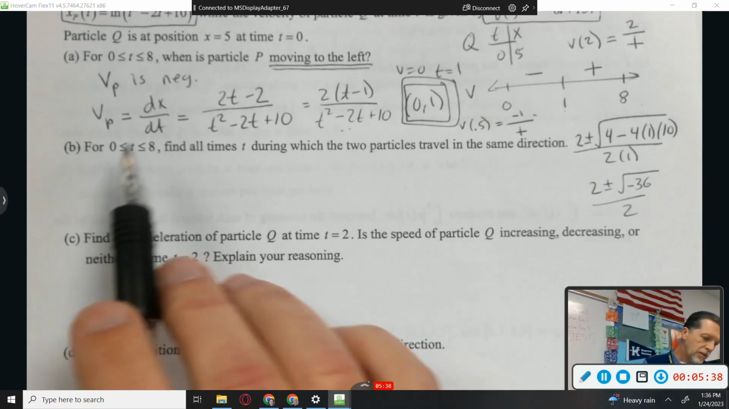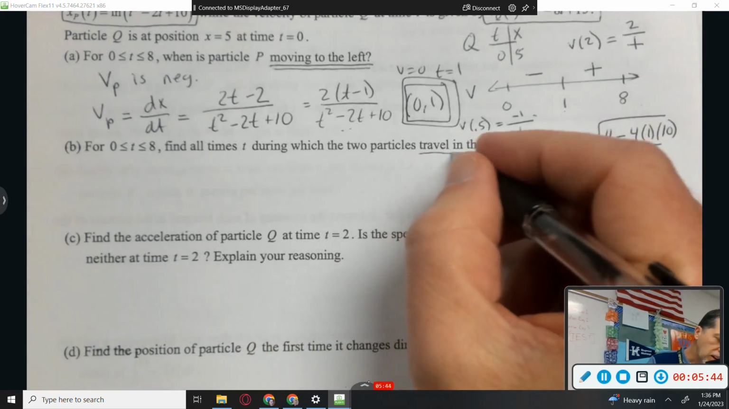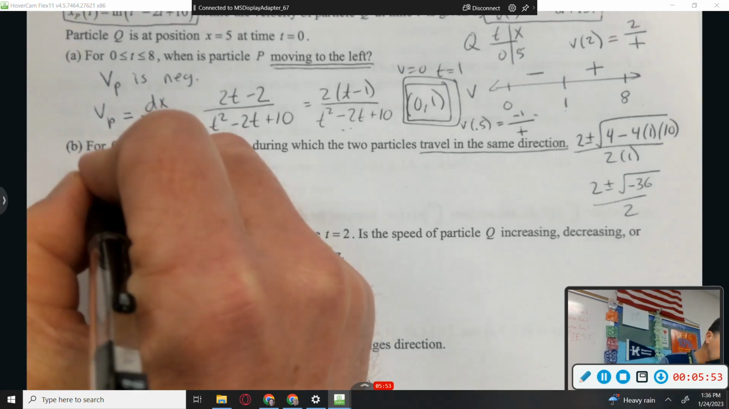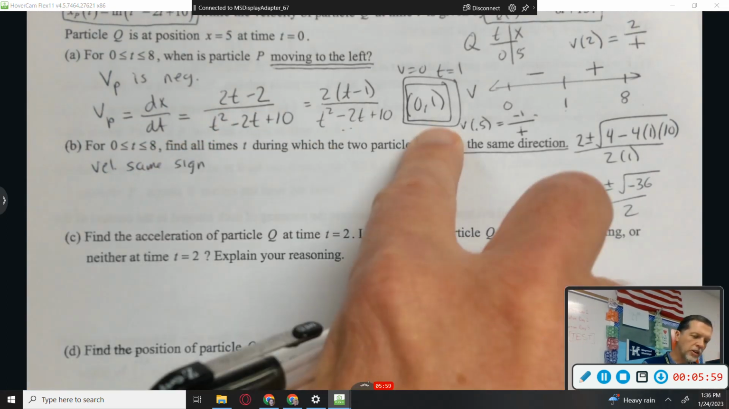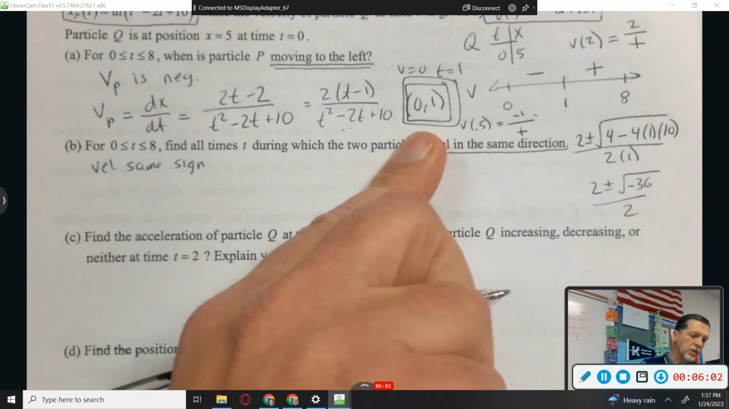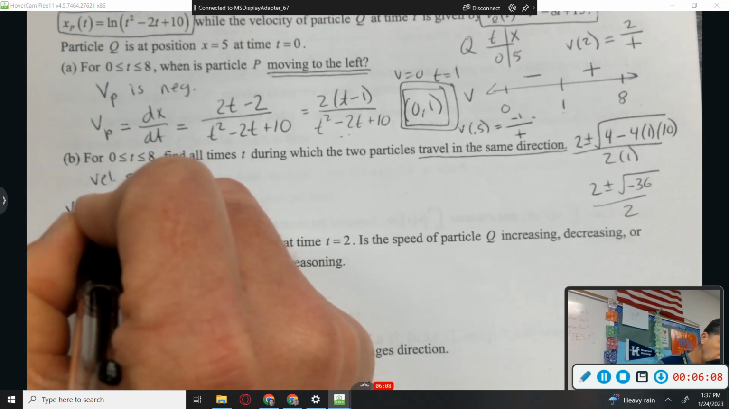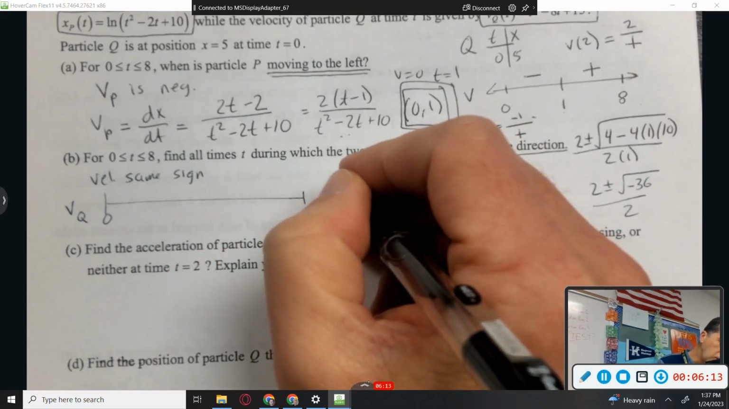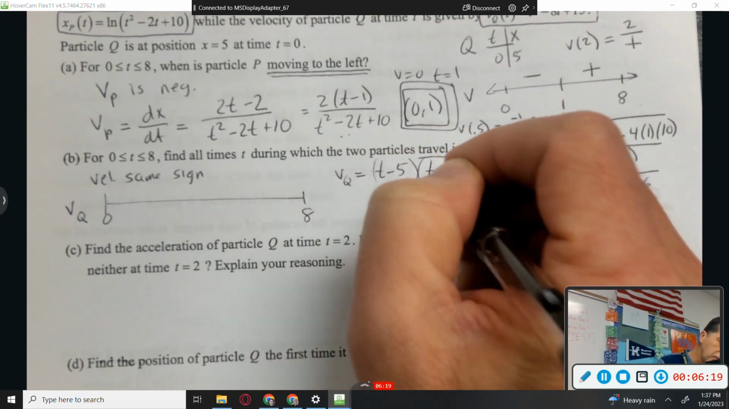Part B. 0 to 8, find all times during which the two particles travel in the same direction. Travel in the same direction. What's that mean? Same sign for what? Velocity, same sign. Okay. Well, I already know where P is moving to the left on 0 to 1. So basically it's asking me to do kind of the same thing for Q, from 0 to 8. But Q, I already have V, and it's factorable, so that was nice of them.